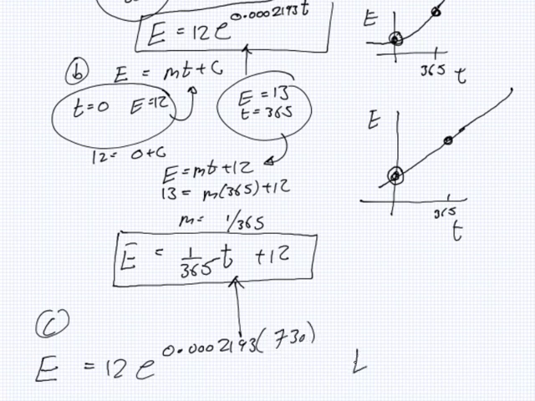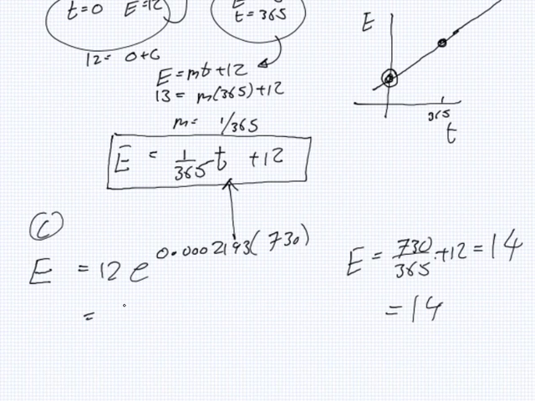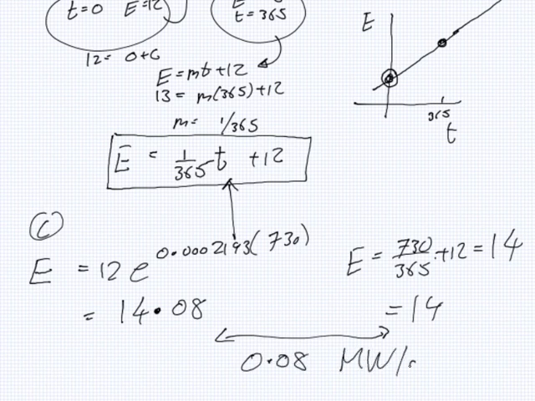And then for the other one, it would be 730 over 365 plus 12, which is obviously 14. So this is 14. What is this one? It's going to be a little bit more than 14, isn't it? It's going to be 14 point something. 0.08. So the difference between the two models is 0.08 megawatts per day, although the unit's not important here.